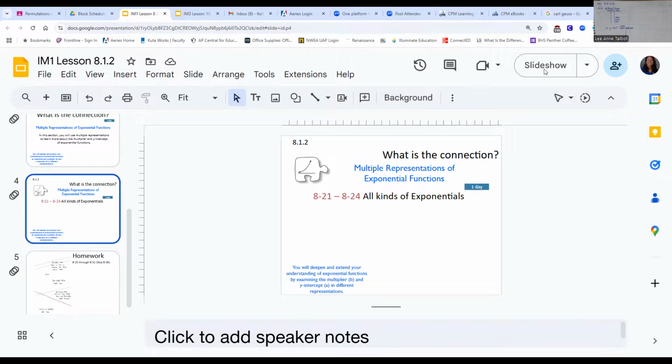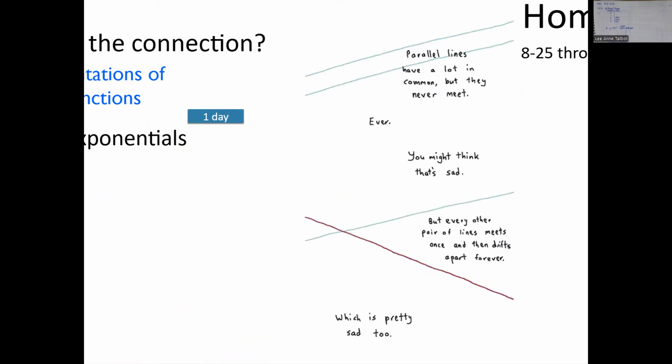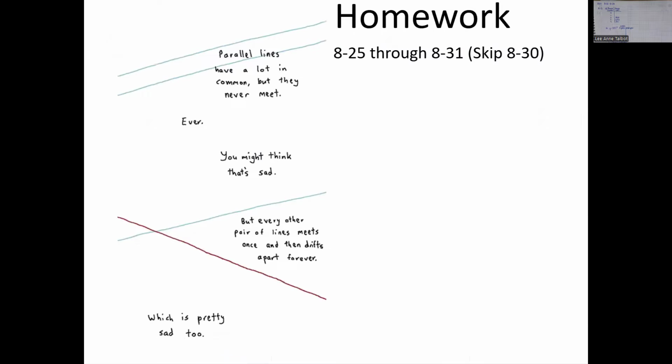Okay, here's our agenda. We're going to work on exponentials again today. So remember what we did on Friday, those curves with the asymptote? That's what we're doing today. We're going to do table, graph, and equation, and also situation. Homework tonight is 25 through 31, skip 30.